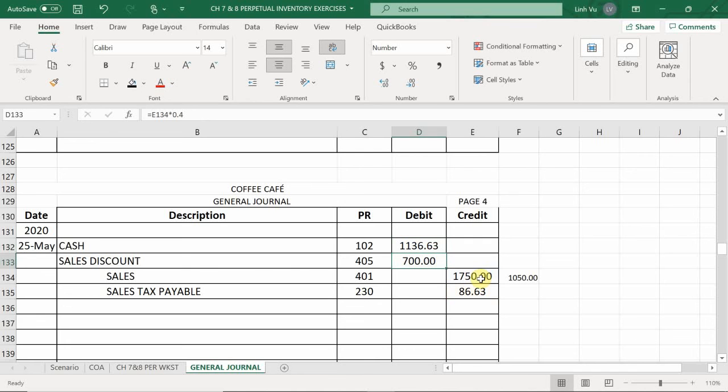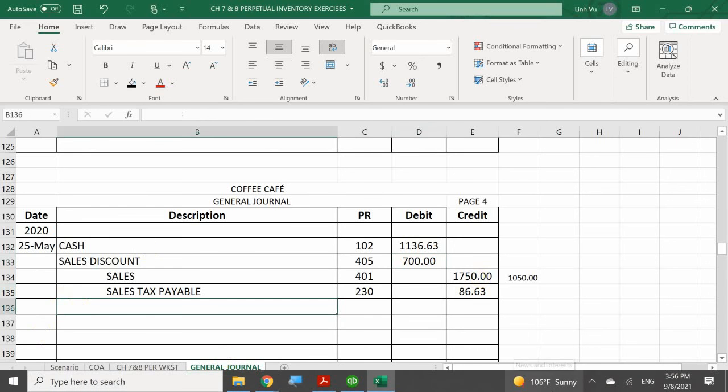1136.63. That's how much cash I'm actually going to be receiving. So in this case, I'm going to go ahead and insert that this was a Memorial Day sale, 40% discount. Okay.